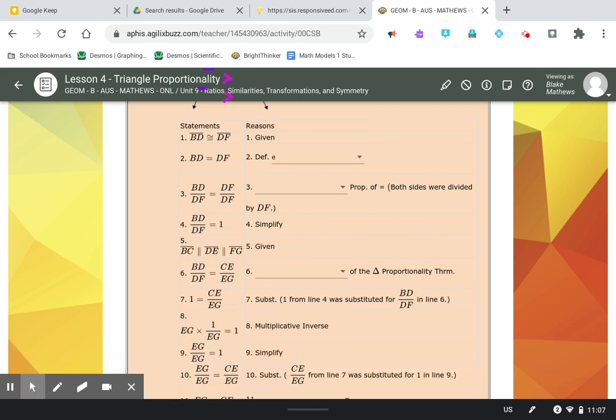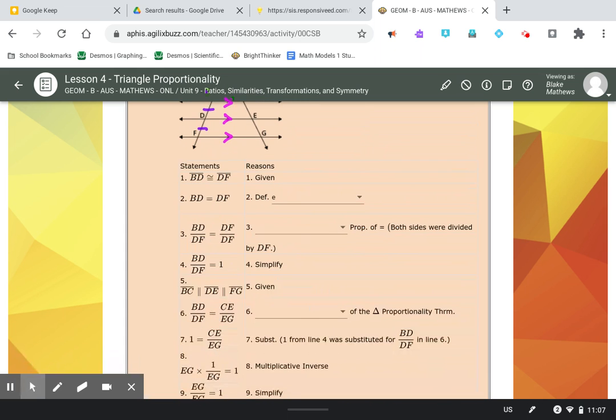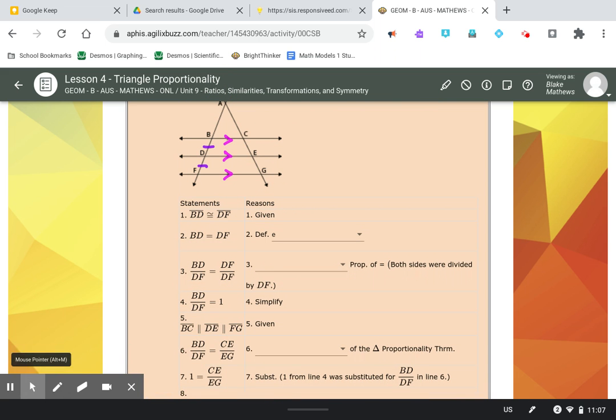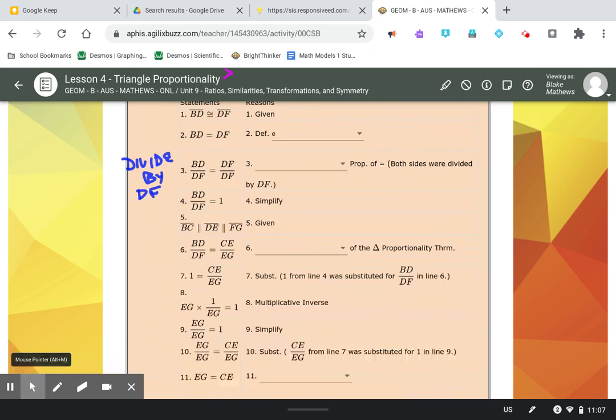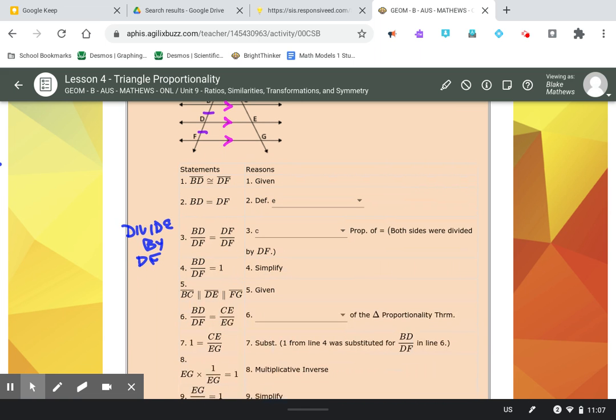And then we do some algebra. We're going to do the division property of equality because we're dividing both sides of the equation by DF. So that's where this is coming from. That's going to be the division property of equality, which is answer choice C. DF divided by DF is 1. That's just simplifying. And then we have our other given, the fact that those lines are parallel.